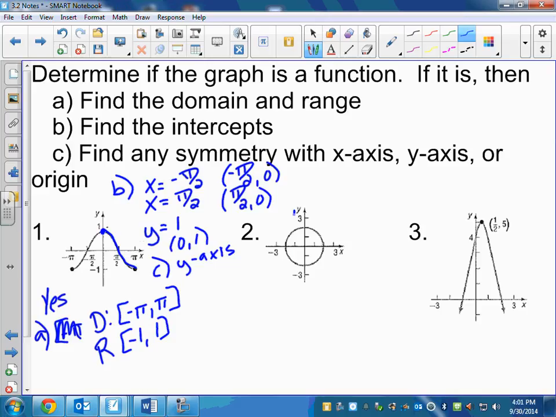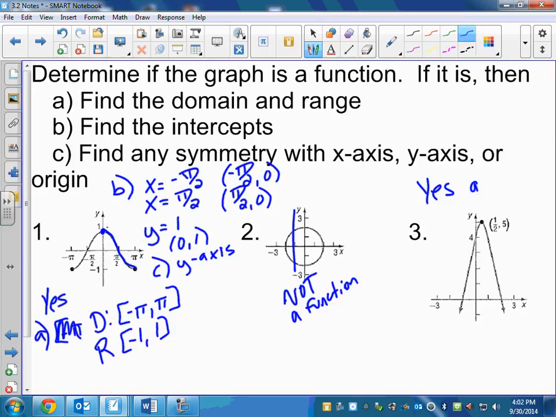Number 2, super great, is not a function because it fails the vertical line test, which means I don't have to do parts A, B, and C. What about number 3? I would say number 3 is a function.